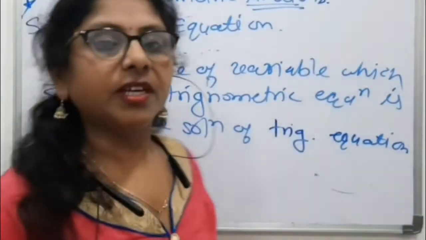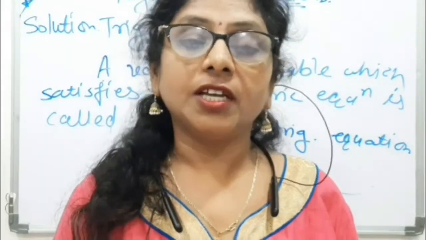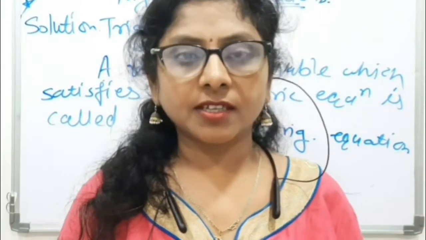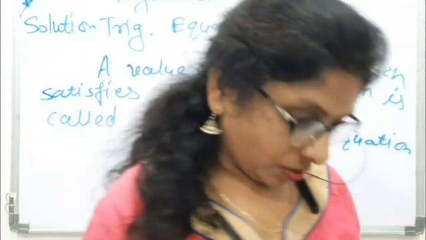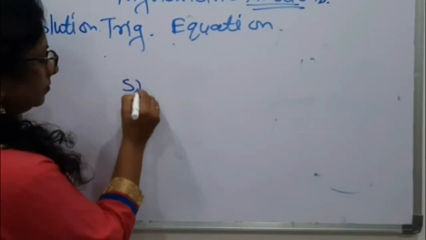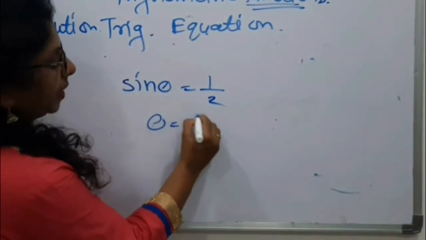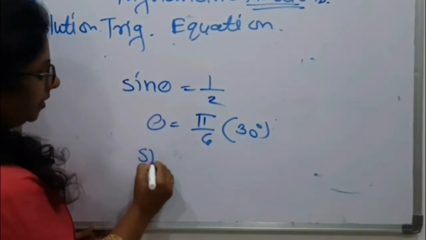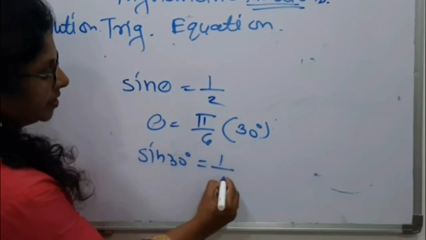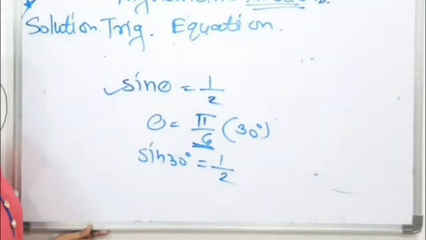Now we know that trigonometric functions are periodic. Periodic means after a certain fixed interval, the value of the trigonometric function repeats. It means a trigonometric equation has more than one solution. Now, for example, if you consider sin theta equals 1 by 2, then we know that if theta equals pi by 6, means 30 degrees, then sin 30 degrees or sin pi by 6 is 1 by 2. It means pi by 6 is a solution of this equation, sin theta equals half.